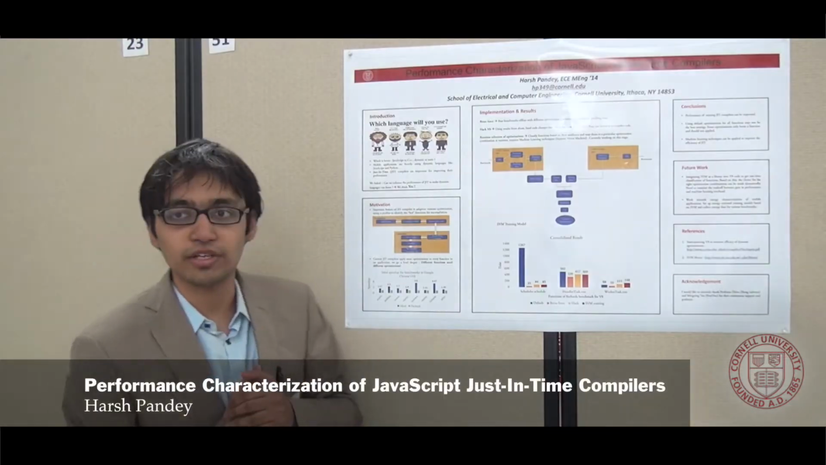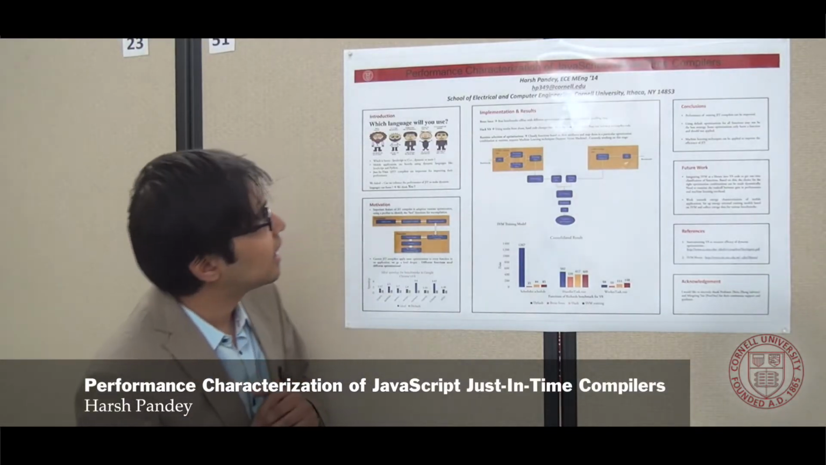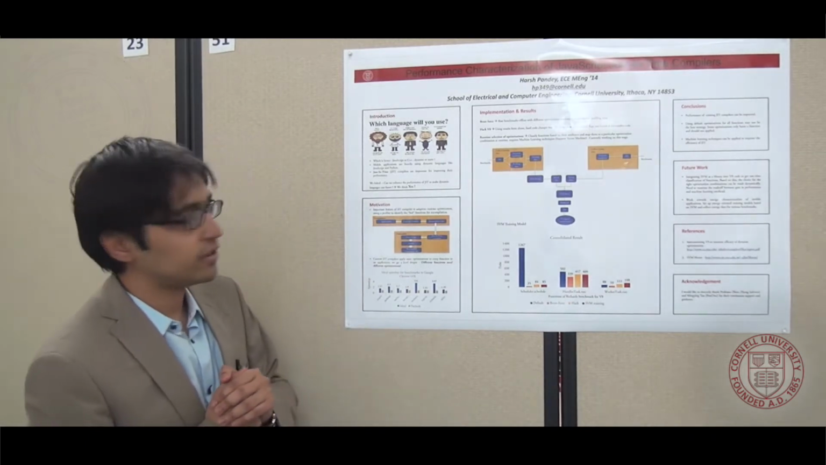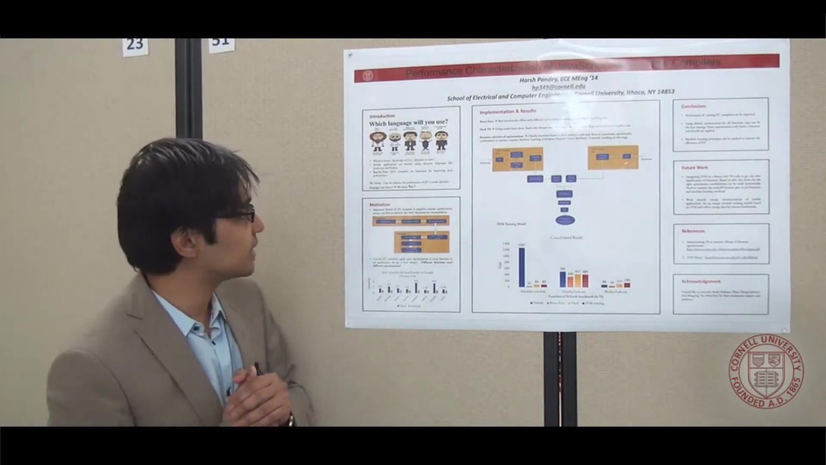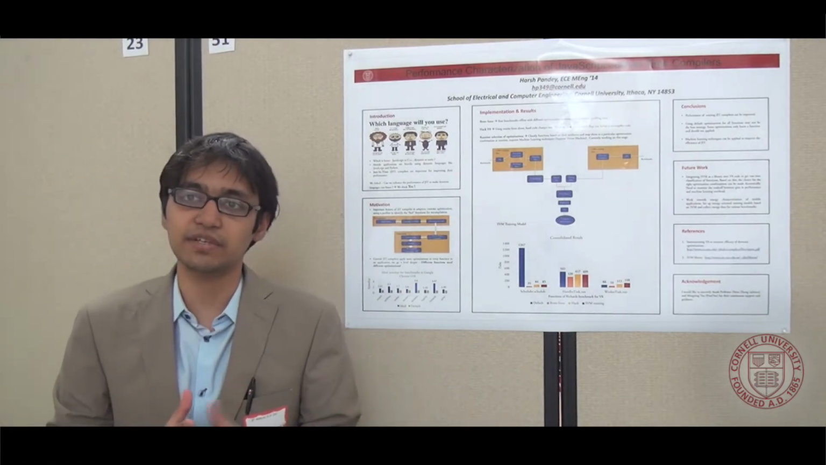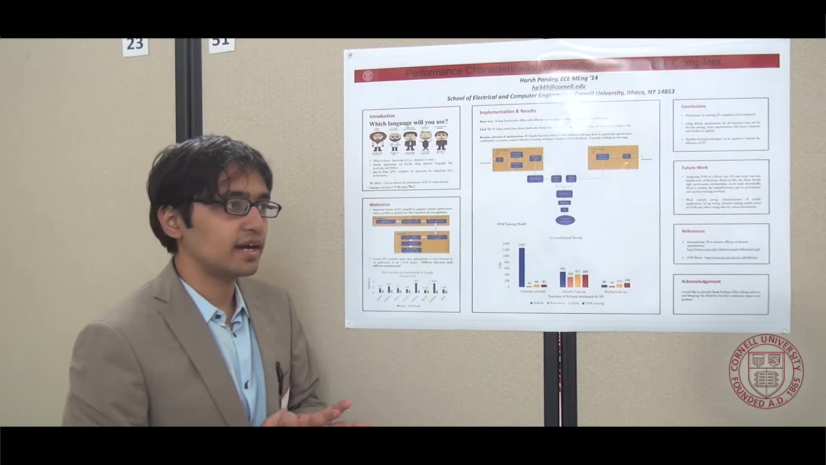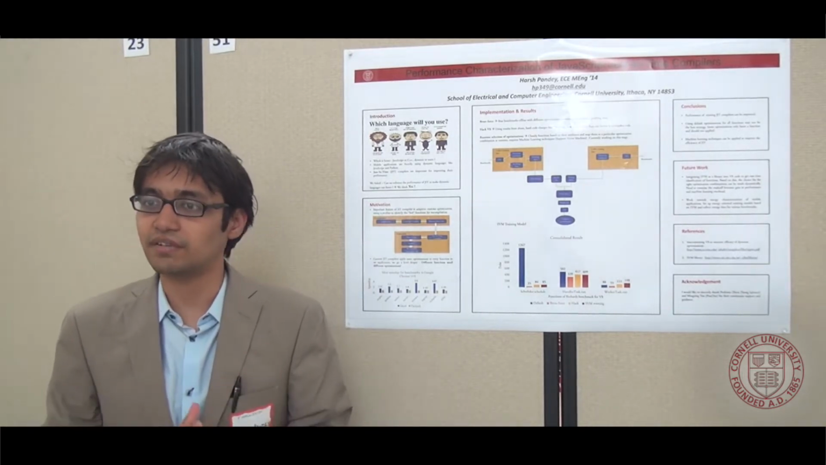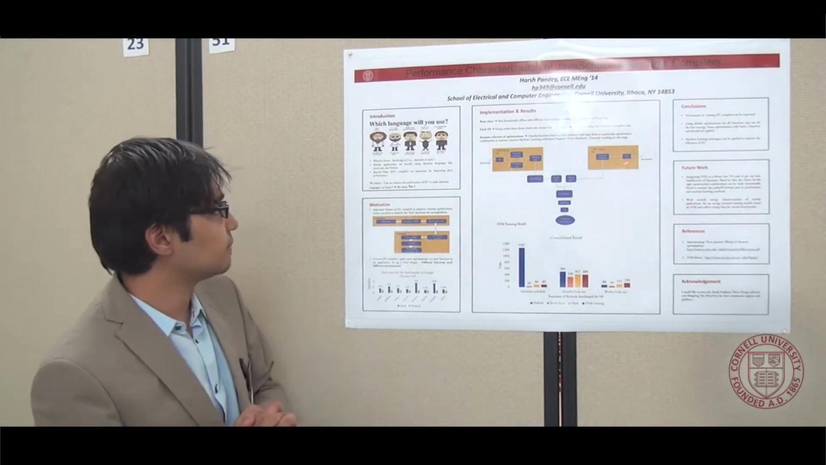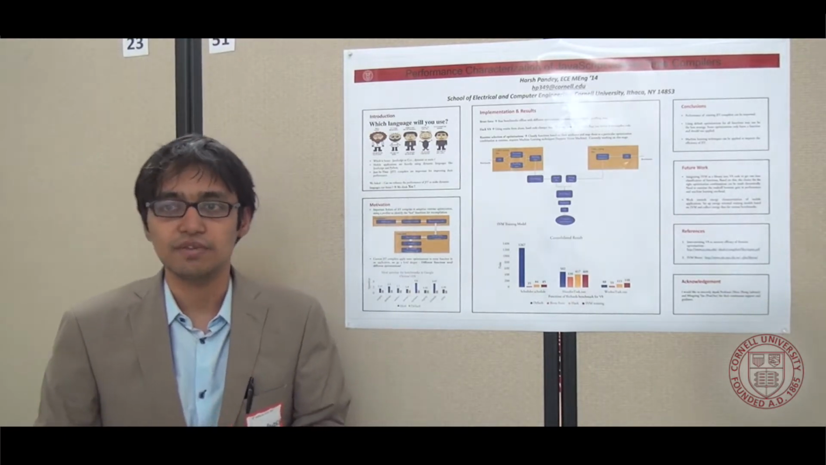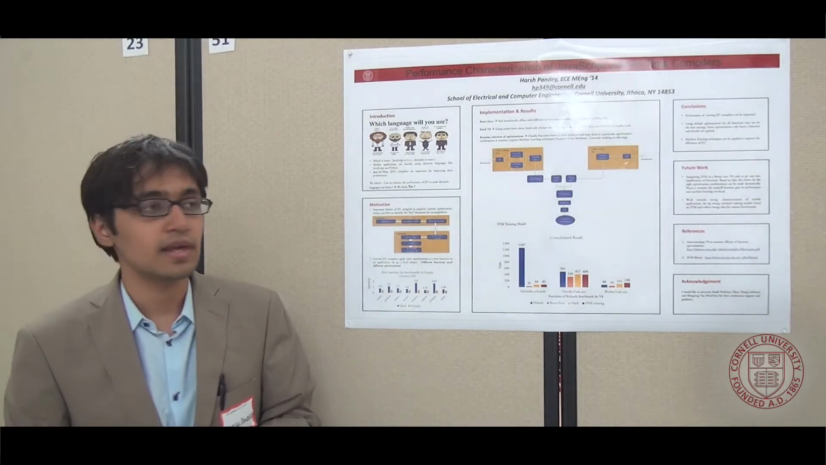My project is about performance characterization of JavaScript applications. What we're trying to do here is look at two types of languages, basically dynamic languages and static languages. With dynamic languages, there's always this question of their speed, how fast these languages are. And just-in-time compilation is a very important feature in dynamic languages, which really helps in improving the performance.